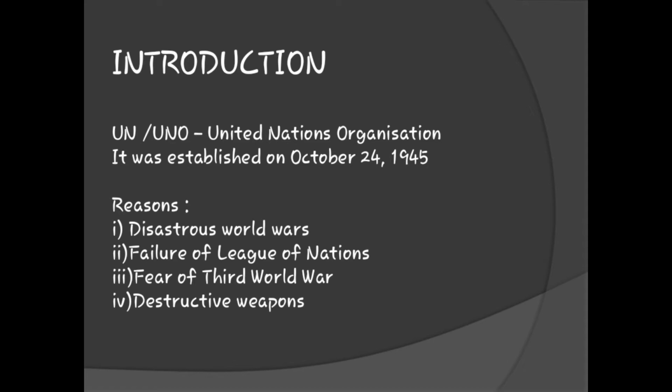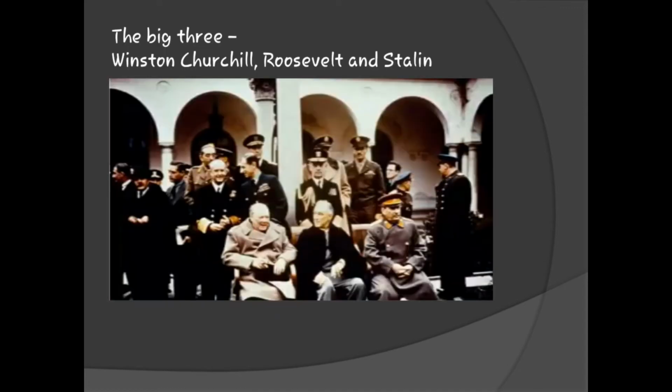Now, who was behind the formation? So here comes a picture. The three men sitting on a bench, starting from Winston Churchill to Roosevelt to Stalin, were the ones who were behind the formation of the UNO. They realized the dangers of war to humanity, so they held discussions, and with their sincere efforts, the establishment of UNO occurred.